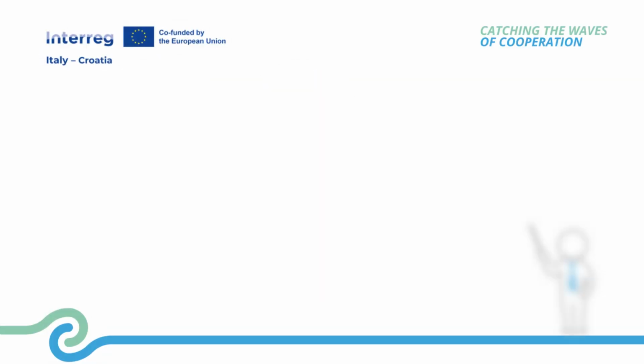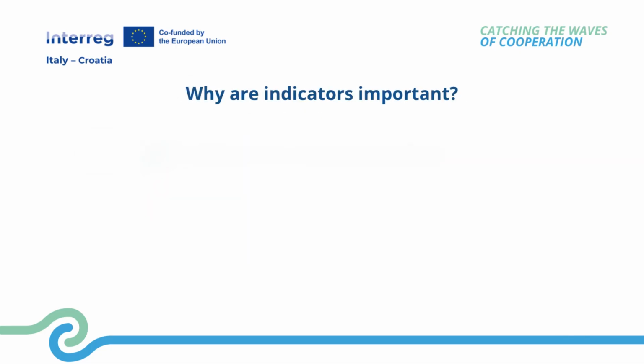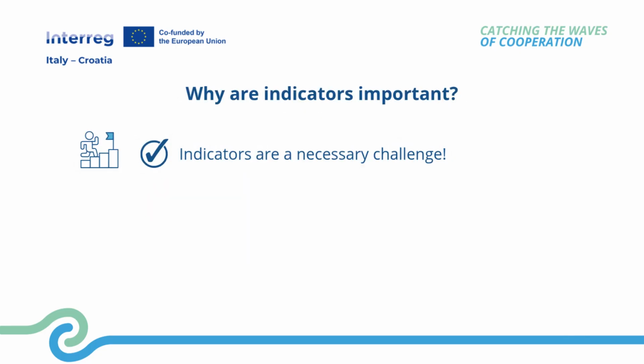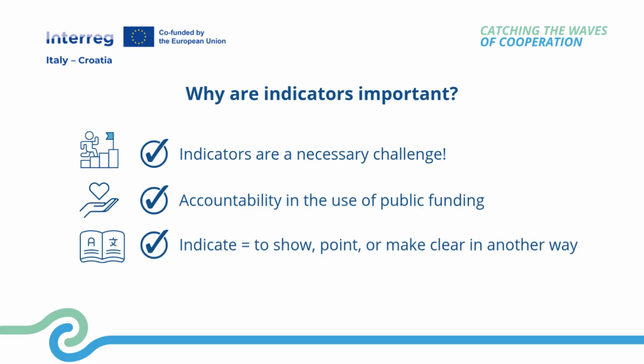Welcome. In this short video, we'll explore why indicators matter in our program and projects. Indicators are a necessary challenge because we must show accountability for public funds to the citizens and to the EU. The word indicate means to show, to point, or to make something clear.